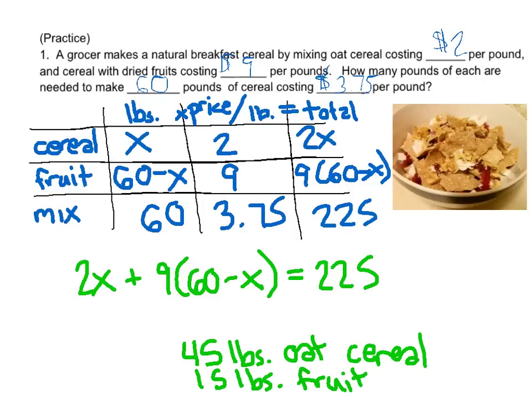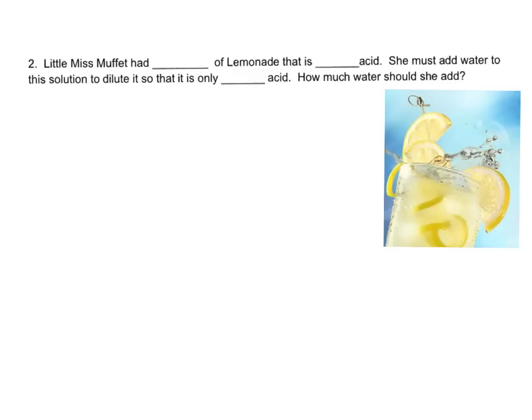Okay, now we're moving on to our next practice problem. So again, please make sure you finish the rest of the work of this first problem before you move on to the second one. For our second practice problem, we have the following. Little Miss Muffet had 300 milliliters of lemonade that is 60% acid. She must add water to the solution to dilute it so that it is only 45% acid. How much water should she add?